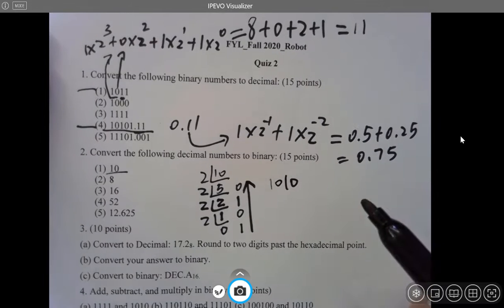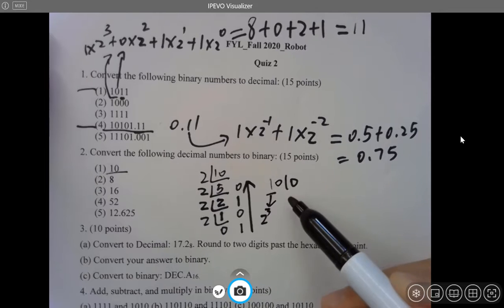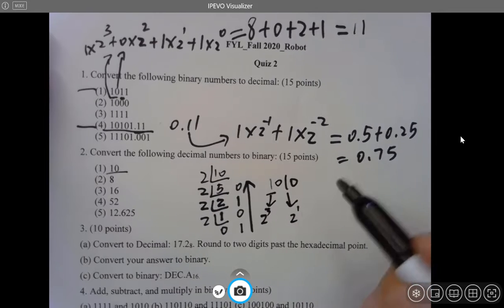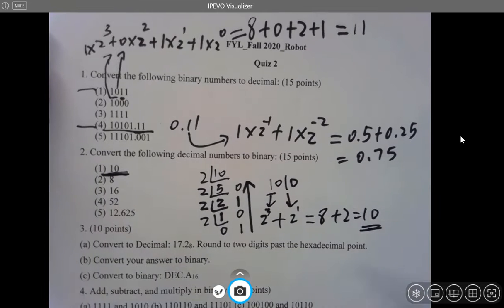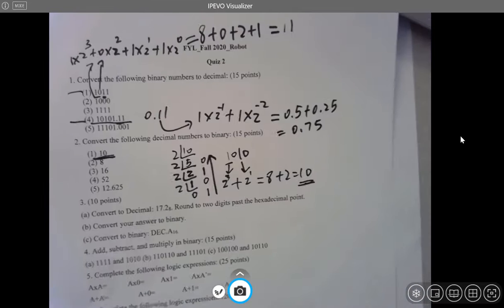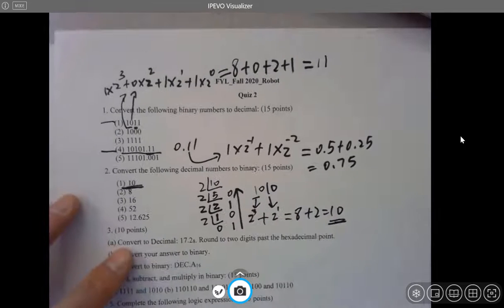If you want to verify this really quickly, this is 2 to the third, and this is 2 to the first. Add them together: 8 plus 2 is 10. So verified. That's a freshman course, so whatever is helpful for you guys.